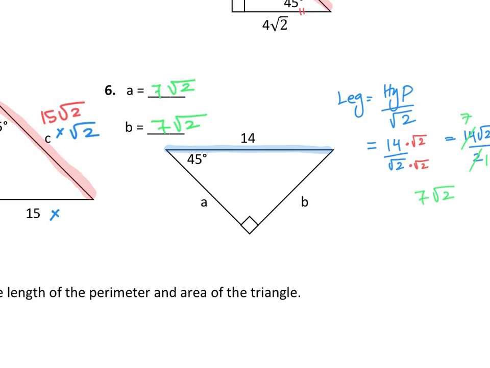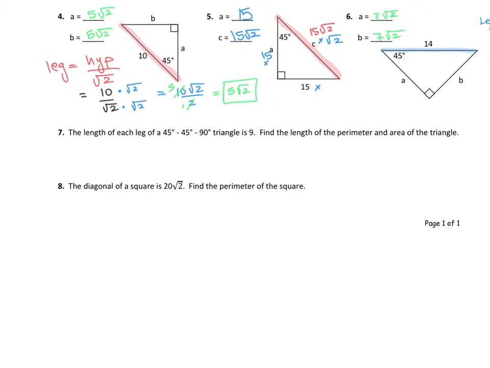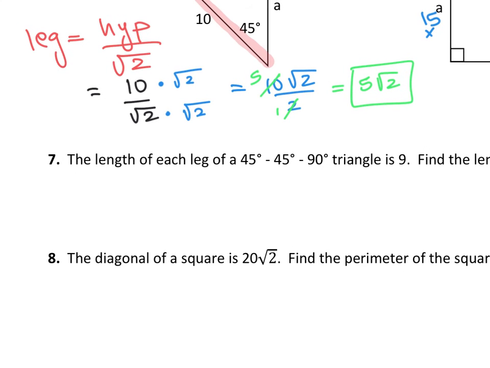Now let's move on to number 7. The length of each leg of a 45, 45, 90 triangle is 9. So I'm going to sketch this triangle they're talking about. So it's a right isosceles triangle where the legs are going to be equal to each other. And they said the legs are equal, so then the angles are going to be 45, 45, and 90. The leg is 9, so this is a direct application of the pattern. If the leg is 9, then the hypotenuse is going to be 9 root 2.